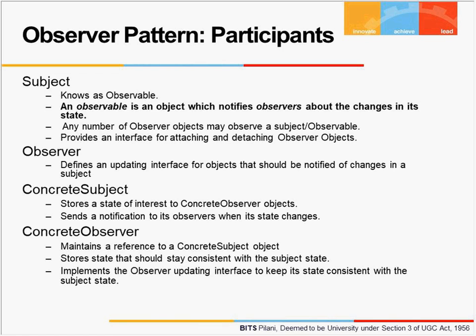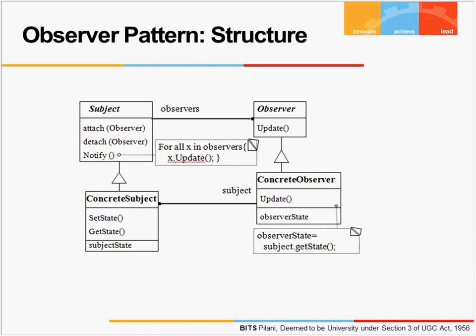So the participant, the subject, which is also known as the observable. Observable is an object which notifies the observers about the change in its state. A number of observer objects may observe a subject or observable. It also provides an interface for attaching and detaching observer objects. Right? This is what we saw. My observable or subject must have an attach method, must have a notify method.